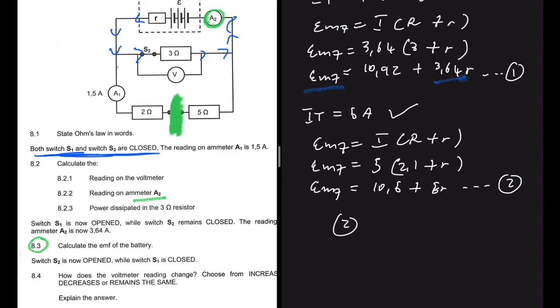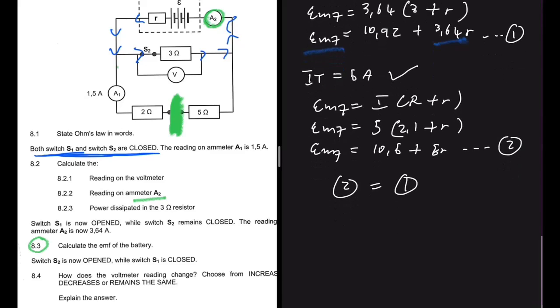So equation 2 is equal to equation 1. So what are we saying? We're saying that 10.5 plus 5R should be equal to 10.92 plus 3.64R. Right, so let's take 10.5 to the right hand side and take 3.64R to the left hand side.